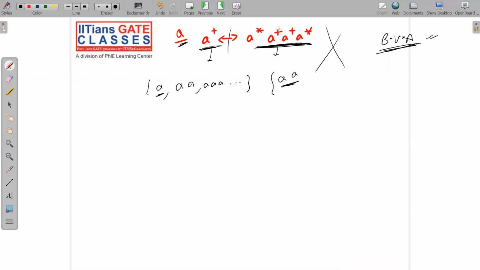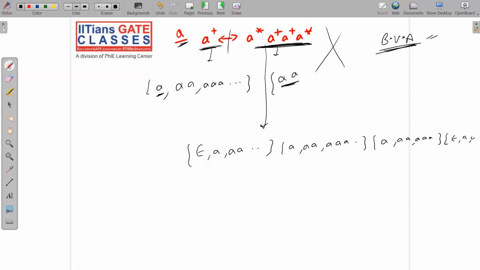So A plus, very simple. Now A plus means at least one A. This is also saying at least one A. So double A will come. Okay, it's homework for you. Just try to expand it. You will get the idea. A star is null, A, double A, and so on. A plus will be A, double A, triple A, and so on. Pick here null, pick here A and null. You will get double A. So smallest possible string is double A, and here we are getting A. So that's it. These two are not equivalent.